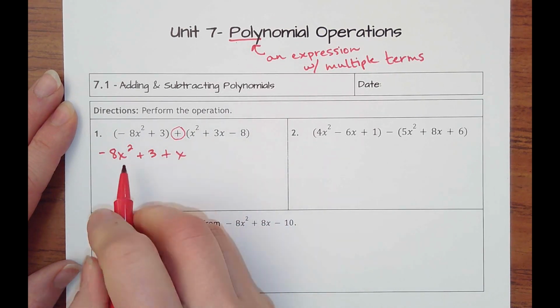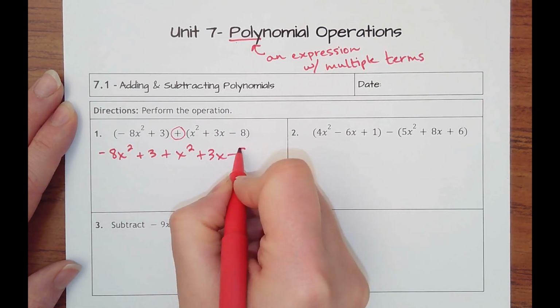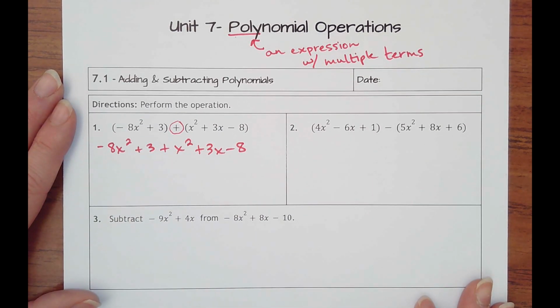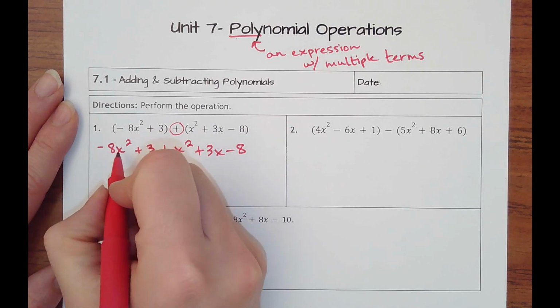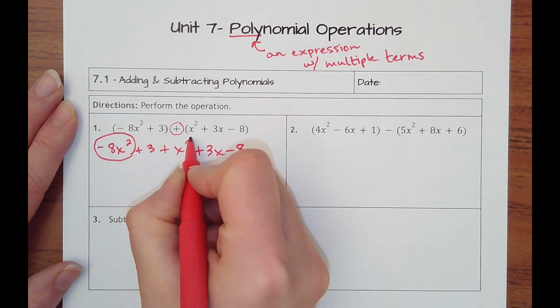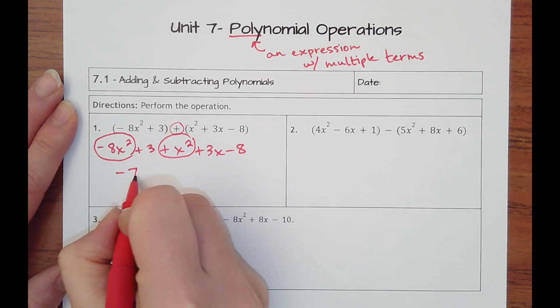And so it's just negative 8x squared plus 3 plus x squared plus 3x minus 8. My job is simply to put like terms together, and you want to put it in standard form. Standard form is where you start with the biggest exponent. So we want our squared terms. So it'd be negative 8 plus 1 would be negative 7x squared.